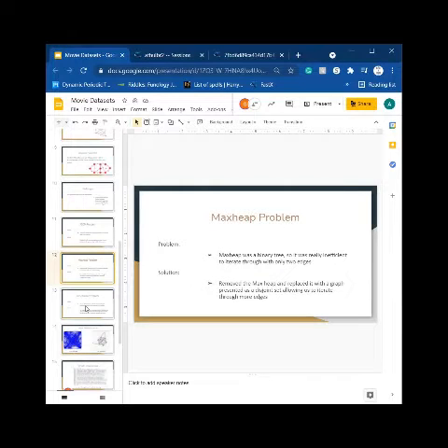And so the solution was that we had to remove the max heap that we created and replace it with a different data structure, which was a graph that was presented as a disjoint set, which allowed us to iterate through more edges.